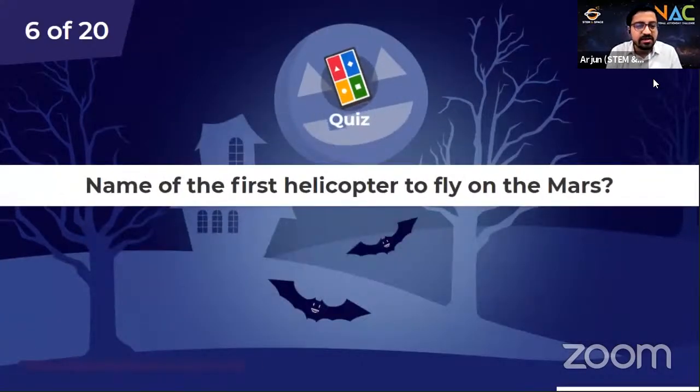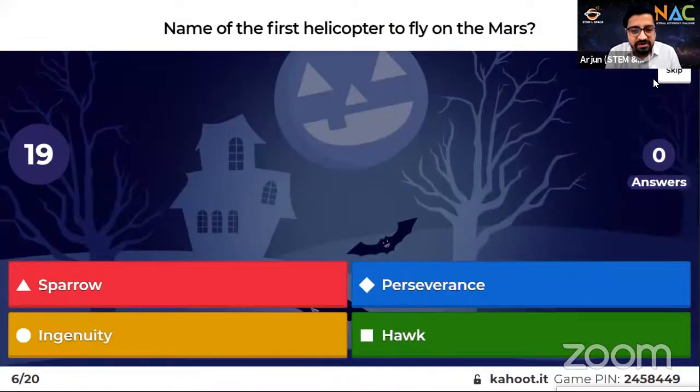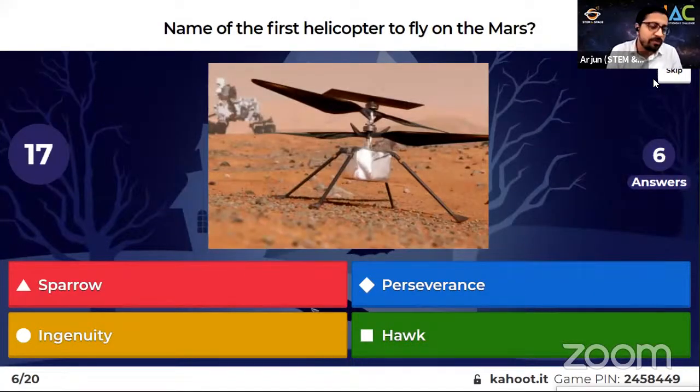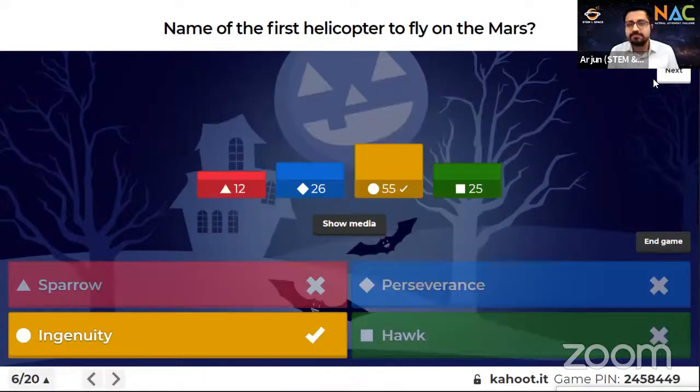Question number six. Name of the first helicopter to fly on Mars. Was it Sparrow? Was it Perseverance? Was it Ingenuity? Or was it Hawk? What was the first helicopter to fly on Mars? Come on, answer quickly. Yes, good job. 55 of you gave the correct answer. Yes, the correct answer was Ingenuity.